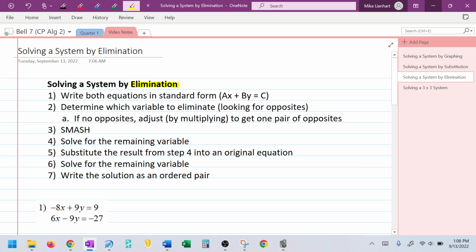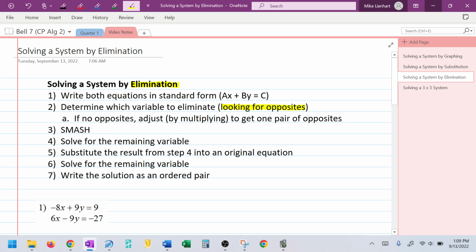Then we're going to look at the two equations. So we're going to determine by looking at them which variable to eliminate. Specifically, what I'm looking for is opposites. I want two coefficients of a variable to be opposites. What if I don't have any opposites? Well, if you don't have any opposites, we're going to adjust by multiplying one or both equations in order to get a pair of opposites.